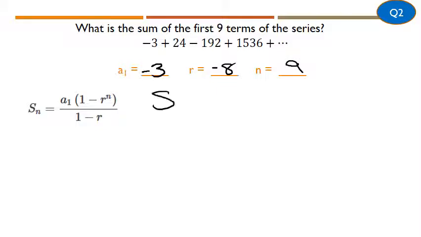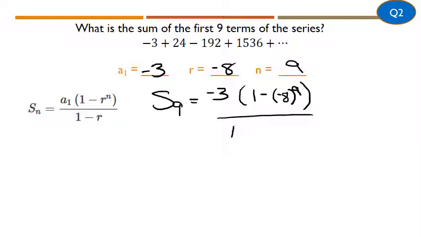So the sum of the first 9 terms is going to be the negative 3, which is your a sub 1, times 1 minus negative 8. Make sure you use these parentheses. Raised to the 9, all over 1 minus negative 8. You can put this into Desmos exactly the way you see it.